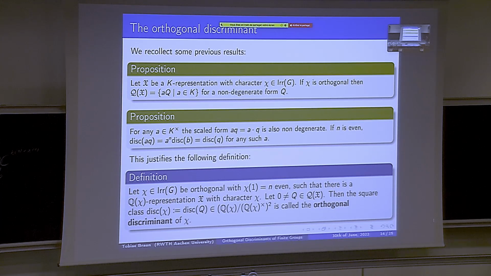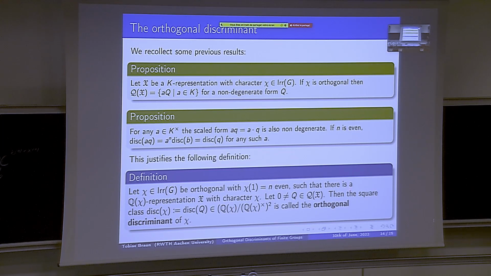So you're taking an orthogonal character such that the dimension is even. And additionally, you need this technical condition that there is a representation over the character field with this character. And now you can take any quadratic form that's not the zero form in the space Q of X. Then the proposition above tells you the space is one-dimensional and you did not take the zero, so you took a non-degenerate quadratic form. And actually, it doesn't matter which one you take, due to the second proposition, they all will have the same discriminant.